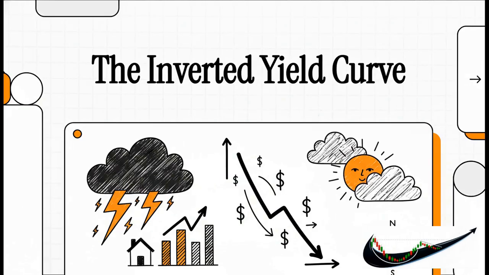Ever wish you had a reliable weather report for the economy? Something that could actually warn you of a potential storm brewing on the horizon? Well, believe it or not, Wall Street has one, and it's called the yield curve. So let's dive right in and decode what is honestly one of the most powerful forecasting tools in all of finance.